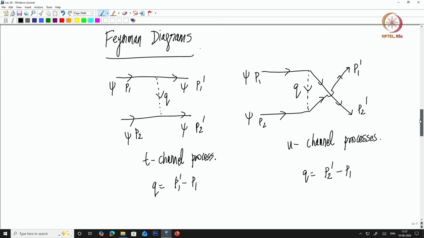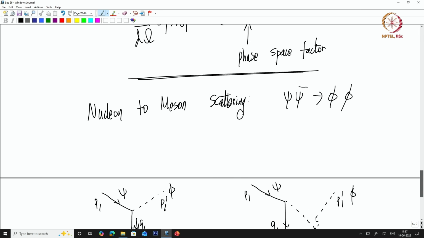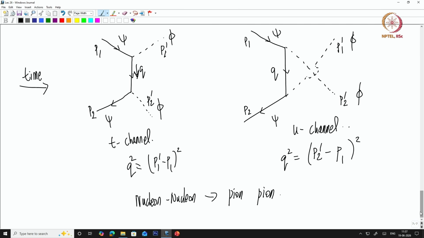when I am drawing these Feynman diagrams, I should always mention what my time direction is. Okay. So far I have been taking the time direction to be like this, essentially these are the incoming particles, so the time is here. So in this case also the time is in this direction. Okay. So nucleon to pion pair. Now we dealt with the T and U channels in both the cases essentially.